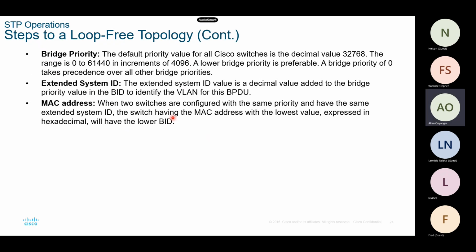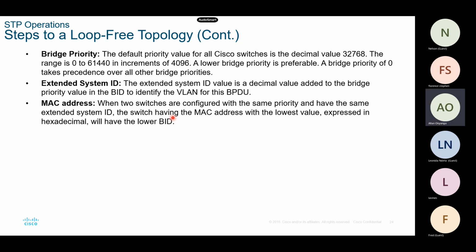Talking about the bridge priority, by default, all Cisco switches have a default value of 32,768. But this number you can actually configure, which means you can change it. But there's a rule for changing it. You can only change it starting from 0 and adding 4,096. So the priority value can only be assigned in increments of 4,096. The first one is 0, the second one is 4,096.